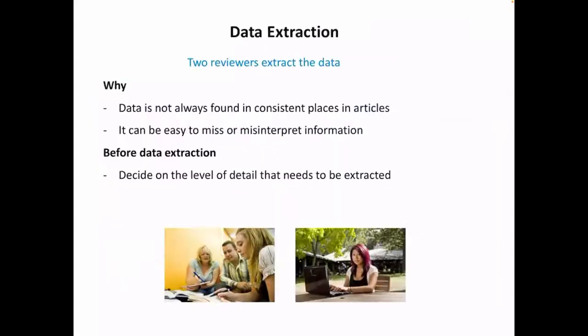So then you have the data extraction. The two reviewers extract the data. Why again two reviewers? Because data may not always be found in consistent places. It can be very easy to misinterpret or miss the information. Before the data extraction, it is also important to decide the detail to which you want to get into. You may not want to extract all the data. So again, that has to be clearly reported in the protocol.